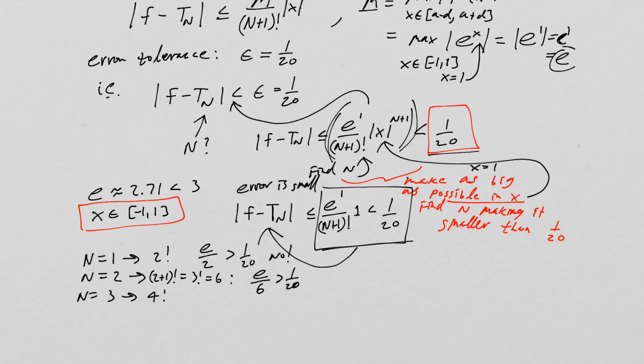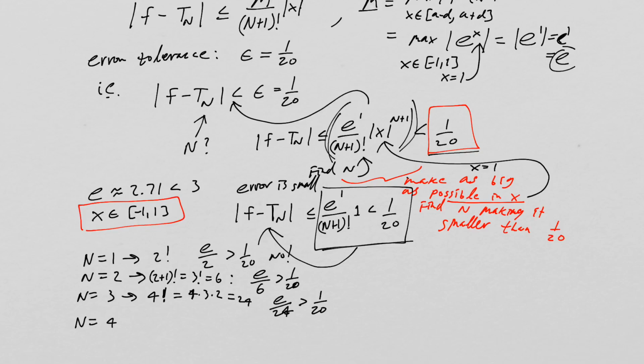That gives us a 4 factorial, which is 4 times 3 times 2, which is equal to 24. So of course we have e over 24, which is still just a little bit bigger than 1 over 20th, about 3 times as big, about. So that's not going to do it, but I bet n equals 4 is going to do it.